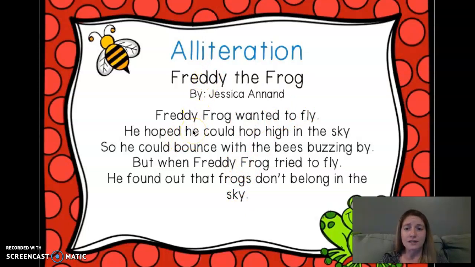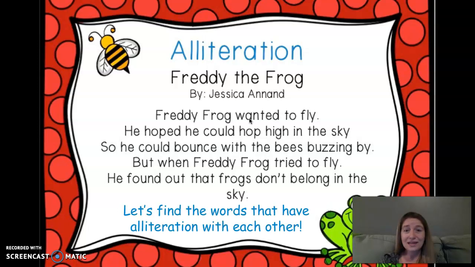Freddie Frog wanted to fly. He hoped he could hop high in the sky, so he could bounce with the bees buzzing by. But when Freddie Frog tried to fly, he found out that frogs don't belong in the sky.